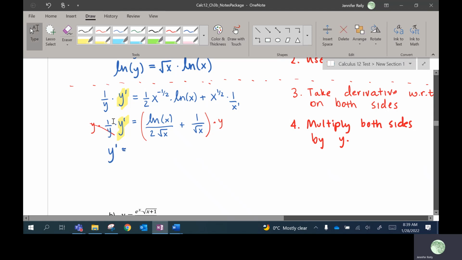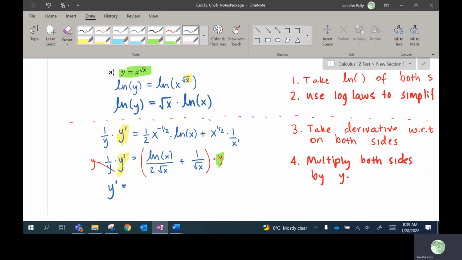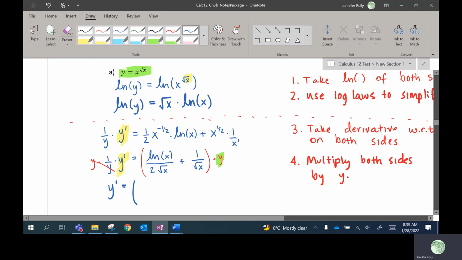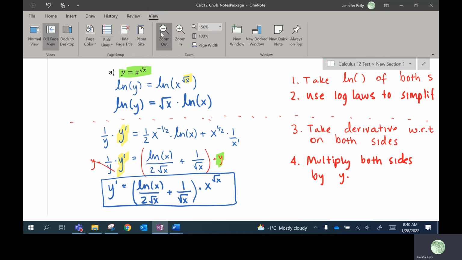Now, we don't want y in our final answer, so we do know that y equals x to the power of root x, so we'll write that instead of y. They're equal to each other. That way our final answer will just have x's in it. So ln x over 2 root x plus 1 over root x times x to the power of root x. That is quite a complicated looking derivative, and we would have never got there unless we used logarithmic differentiation to help us simplify it with those log laws.